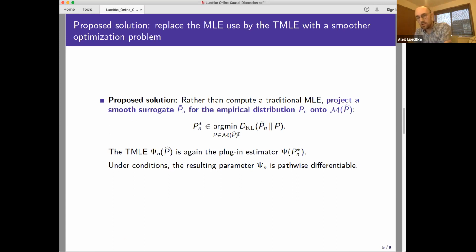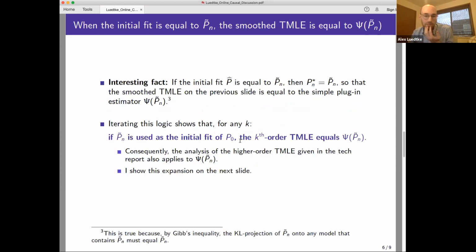So if I take the KL projection of Pn tilde onto the model M of Pn tilde, then the KL projection will just be equal to Pn tilde itself. So all that means here is that the TMLE, when we take the initial just to be equal to Pn tilde, just returns Pn tilde. It doesn't do anything. It just takes Pn tilde, plugs it into the parameter.